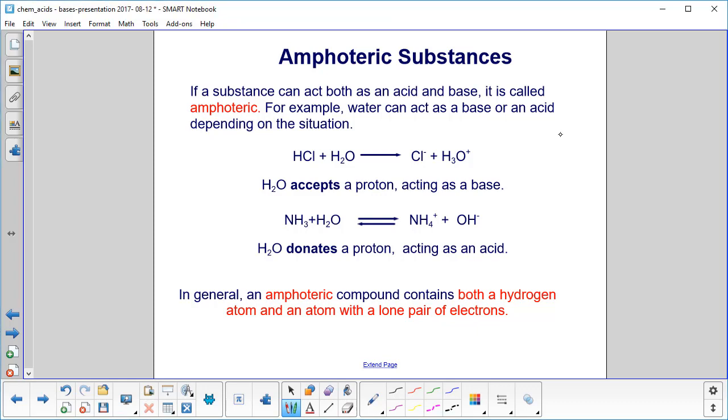If a substance can act both as an acid and a base, it is called amphoteric. For example, water can act as a base or an acid depending on the situation. So for this first reaction, you have HCl plus water. Water accepts a proton and becomes the hydronium ion. So if it accepts a proton, it's a base. Over here, the second reaction, we have ammonia plus water yielding the ammonium ion plus hydroxide. It's donating a proton, so it's an acid. In general, an amphoteric compound contains both a hydrogen atom and an atom with a lone pair of electrons, so it can act like first an acid and then a base.